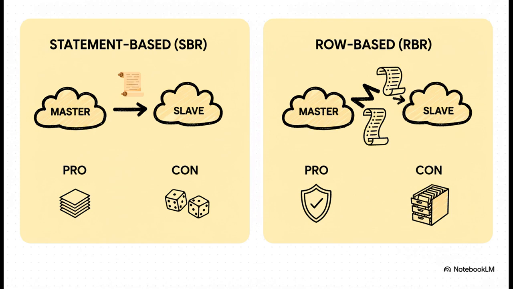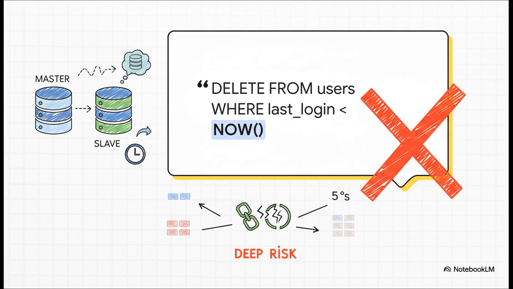Then on the right, we have row-based replication, RBR. This sends the result of the command, like the specific rows that actually got changed. This seems way more detailed, and believe me, there's a very good reason for that. And here is where things can get, well, really dangerous.